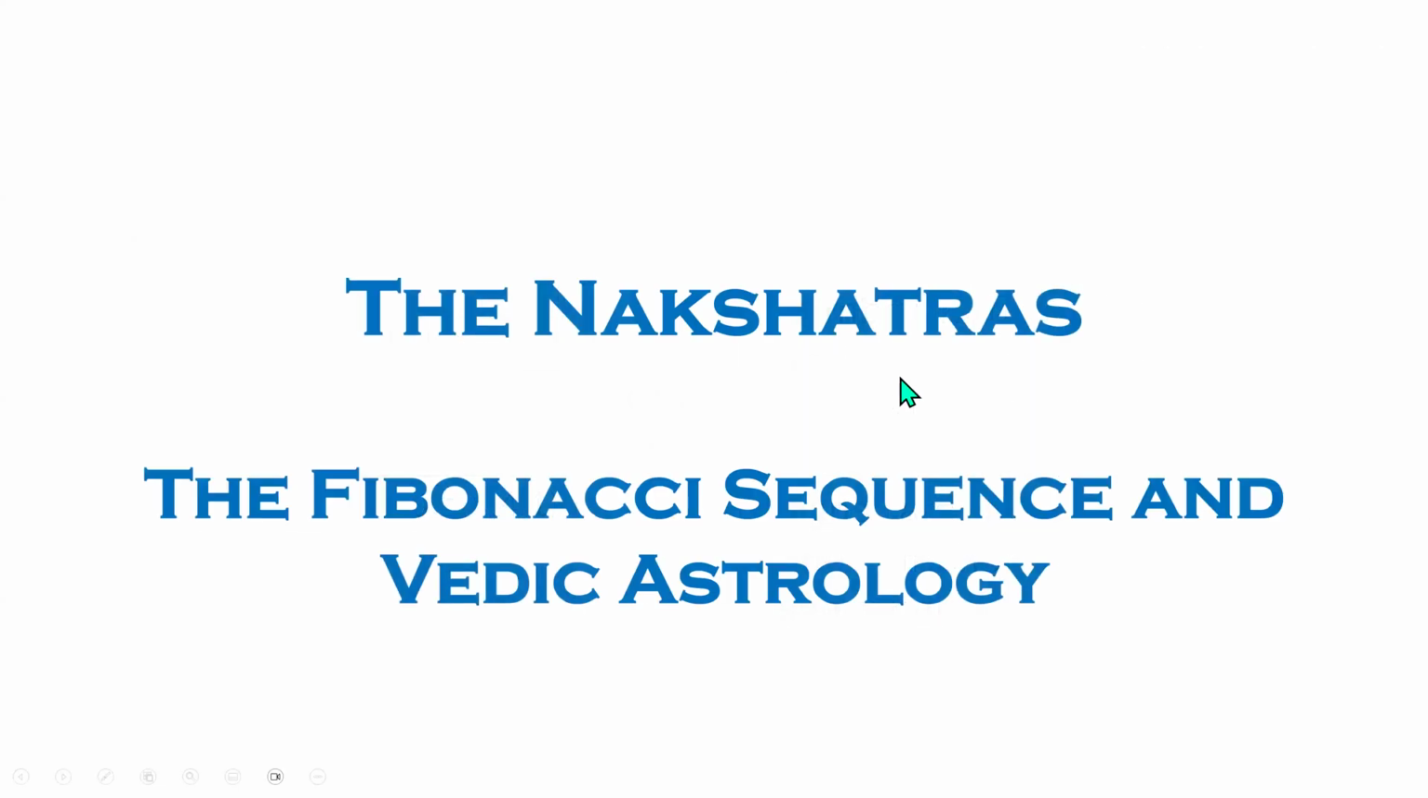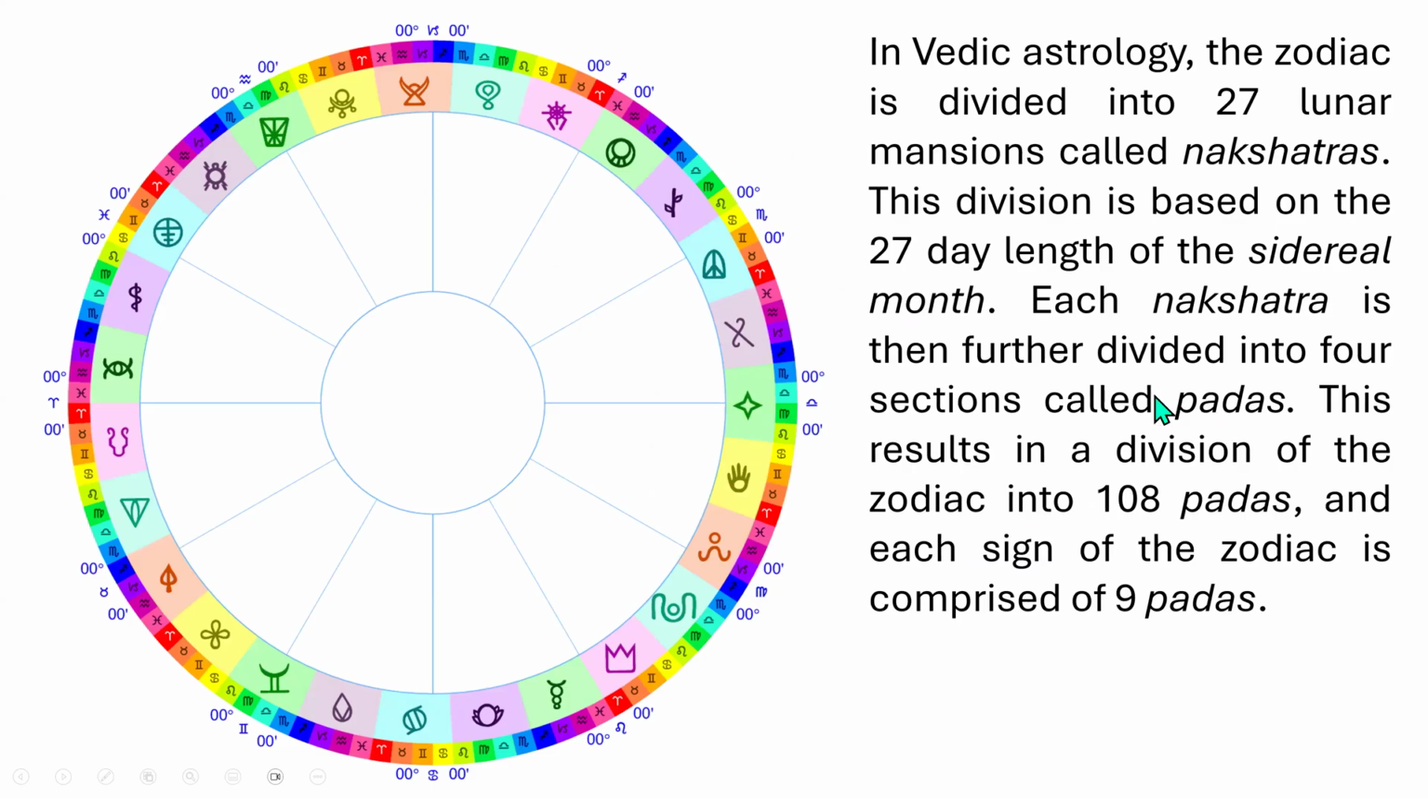The last section here is on the nakshatras, the Fibonacci sequence, and Vedic astrology. In Vedic astrology, the zodiac is divided into 27 lunar mansions called nakshatras. This division is based on the 27-day length of the sidereal month. Each nakshatra is further divided into 4 sections called padas. This results in a division of the zodiac into 108 padas. Each sign of the zodiac is comprised of 9 padas, and each nakshatra has 4 padas.